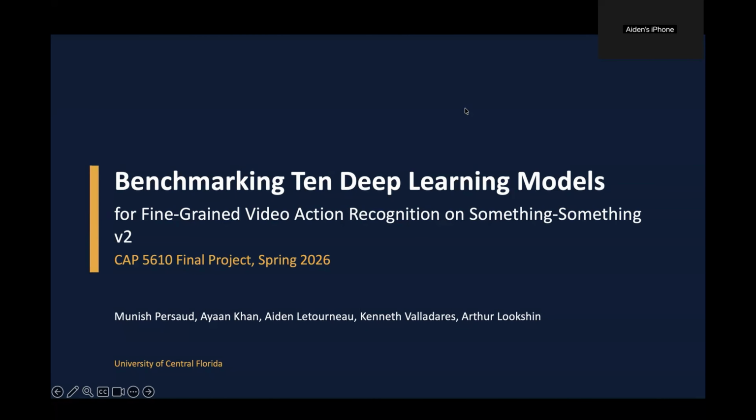Hey, this is our project. We're going to present benchmarking 10 deep learning models for fine-grained video action recognition on Something-Something V2. This is our final project by all of us.